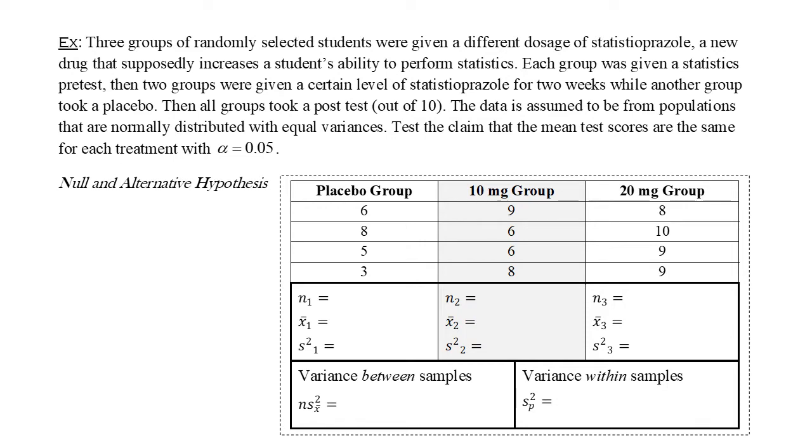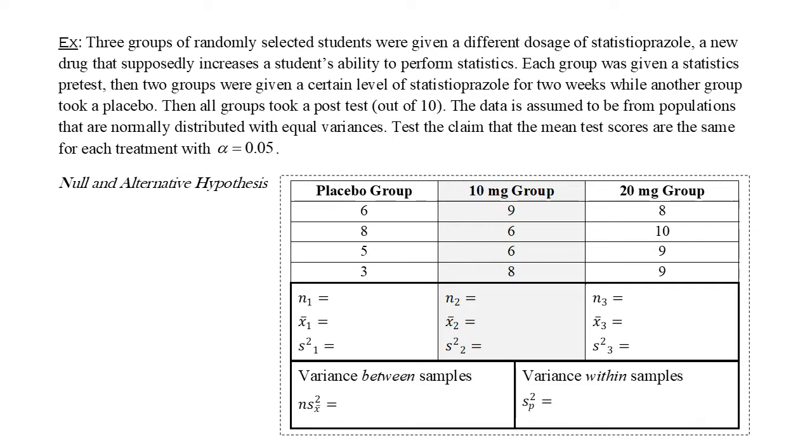Then two groups were given a certain level of statistioprezol for 2 weeks, while another group took a placebo. Then all groups took a post-test out of 10, and the data is assumed to be from populations that are normally distributed with equal variances. We want to test the claim that the mean test scores are the same for each treatment with a significance level of 0.05.